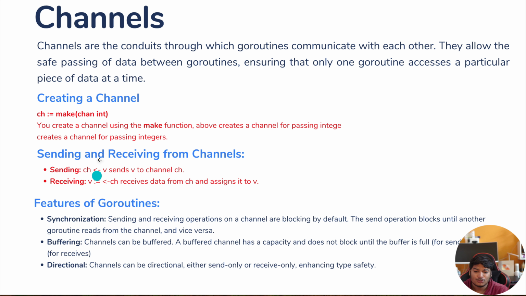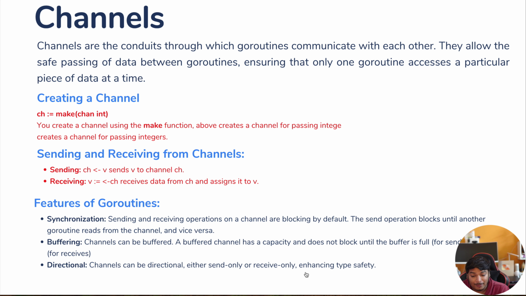Now how to send and receive data from channels? See, for sending we say ch, then this particular symbol, and we send v to channel ch. And for receiving, v colon equals, then this symbol, then ch: receive the data from ch and assign it to v. And what are the features of channels? Synchronization. Sending and receiving operations on a channel are blocking by default, and thus the send operation blocks until another Go routine reads from the channel and vice versa. The second feature is buffering.